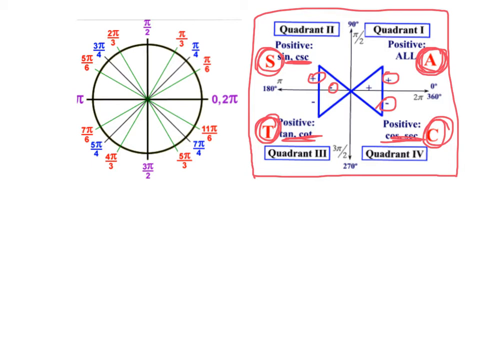So just to test it out, let's do tangent of 11 pi over 6. So the first thing you've got to do is say, okay, what's the reference angle? That's 30 degrees. All right, so we've got to think, what's tangent of 30?